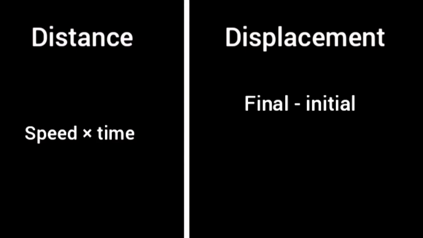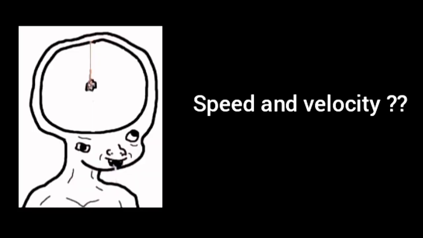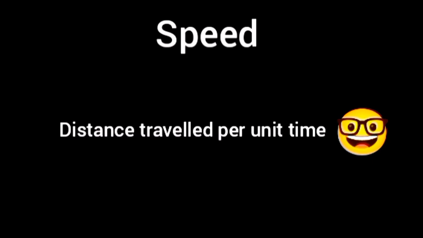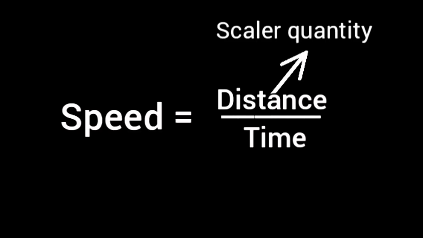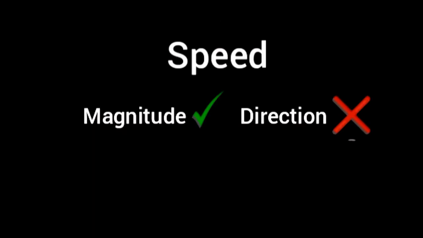To find distance, we multiply speed with time, and to find displacement, we subtract the initial position from the final position, and also, we can just multiply velocity with time. But, what is speed and velocity? Speed is the measure of how quickly an object is moving. According to definitions, speed is the distance traveled per unit time. It is calculated by dividing distance by time. As distance is a scalar quantity, speed is also a scalar quantity, meaning it has magnitude, but not direction.